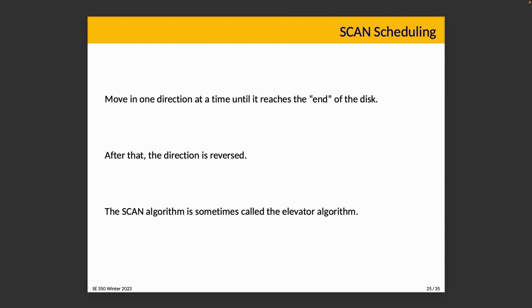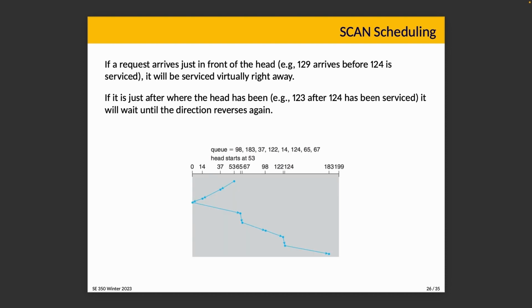The next thing that we're going to talk about is called the SCAN scheduling algorithm. What we'll do is we'll move in one direction until we reach the end of the disk, and then we'll change direction to the other way, sweeping from one end of the disk to the other and then back in the opposite direction. And this is sometimes called the elevator algorithm.